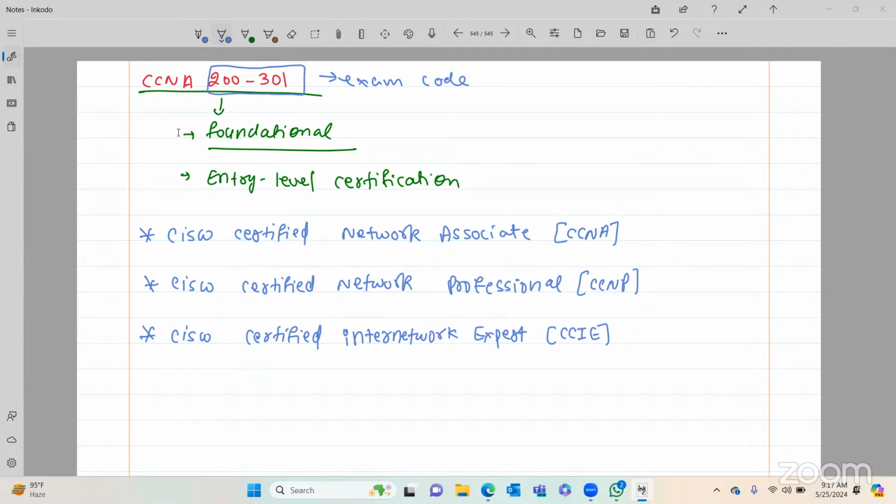But Siva Rajan is not able to hear anything. I'm audible to other guys, right? Yes, sir, you are audible. Siva Rajan, you can try to rejoin the meeting.